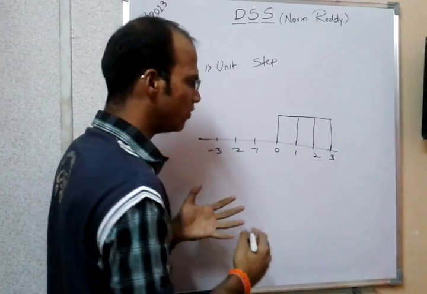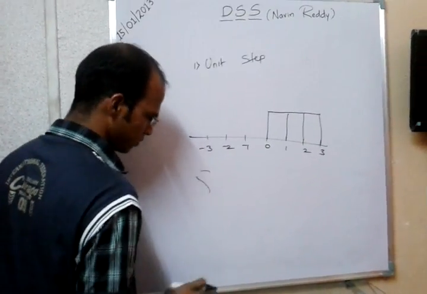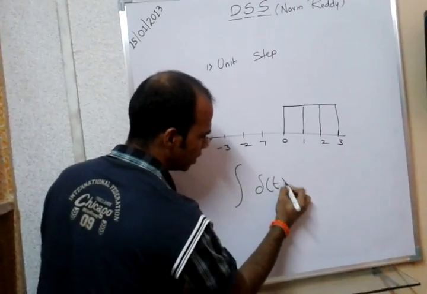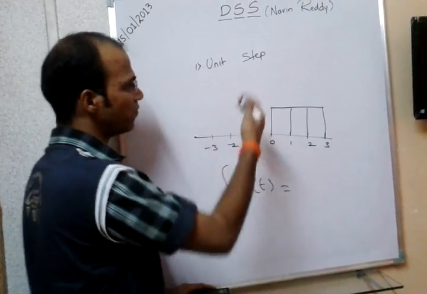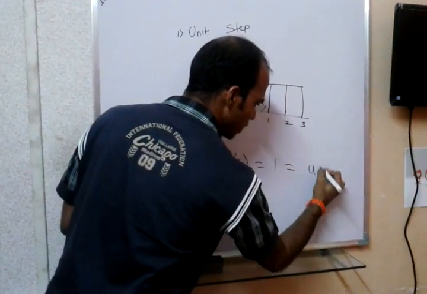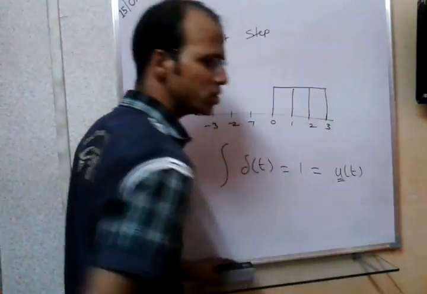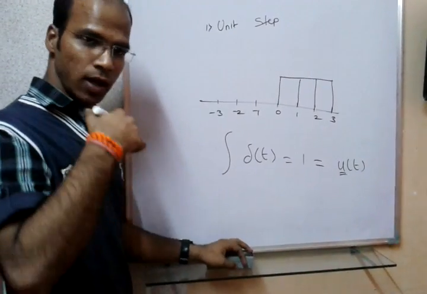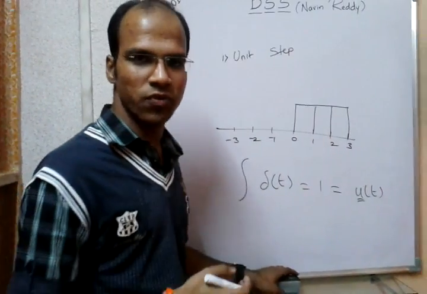That means unit step will be, if you integrate all your delta t, you will get a step function, and the value will be 1. This can be represented by u of t. U represents unit step and t is with time. This is unit step. Next one is something called as unit ramp.